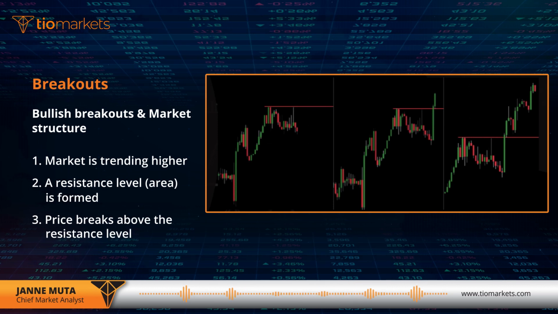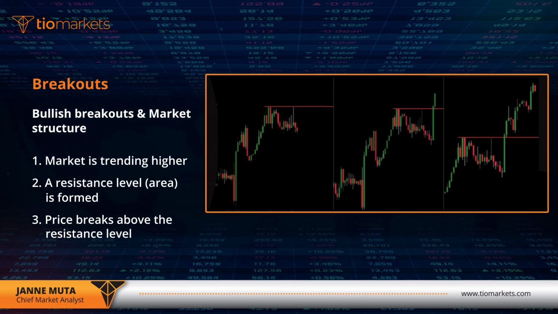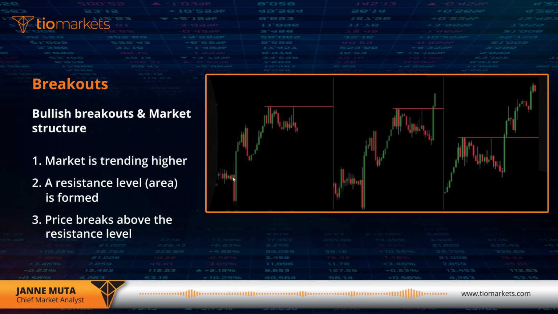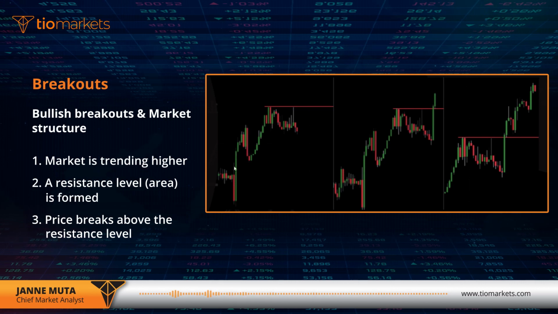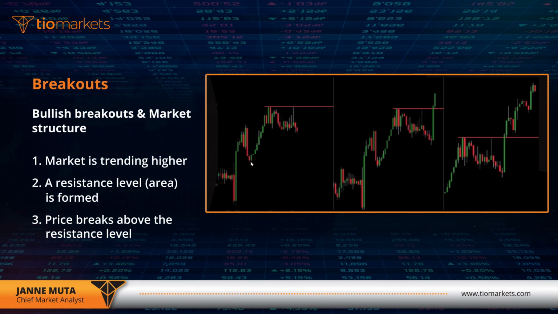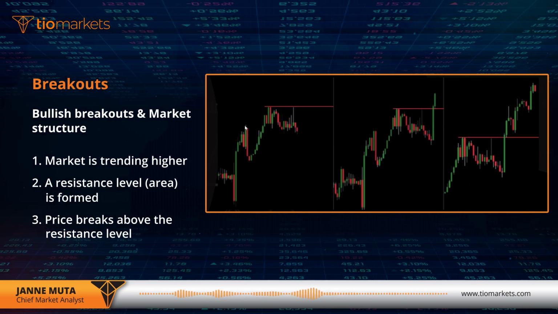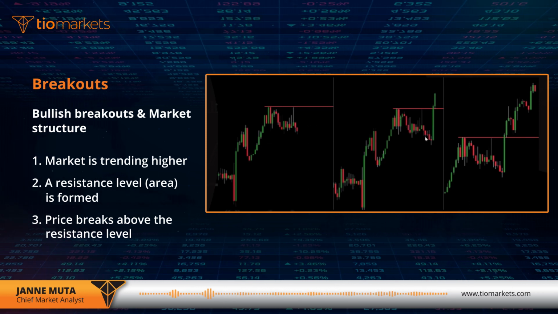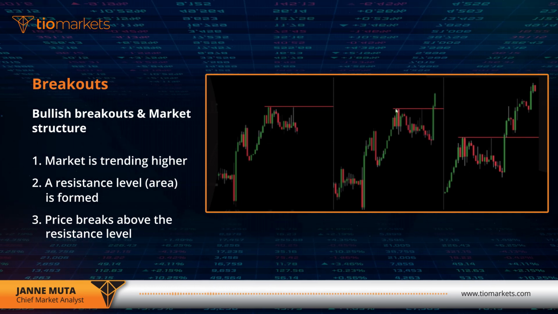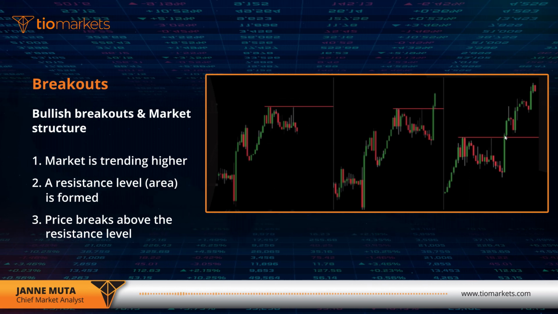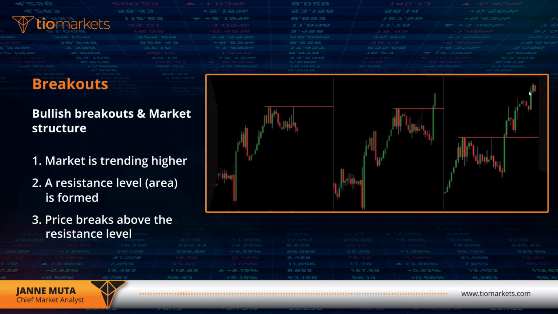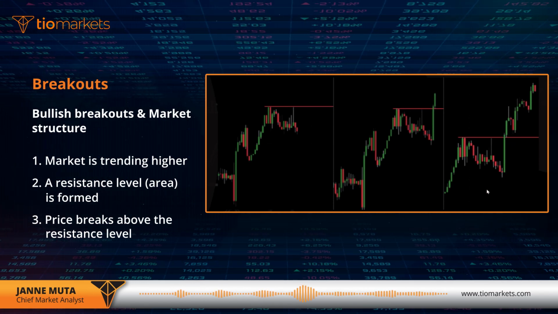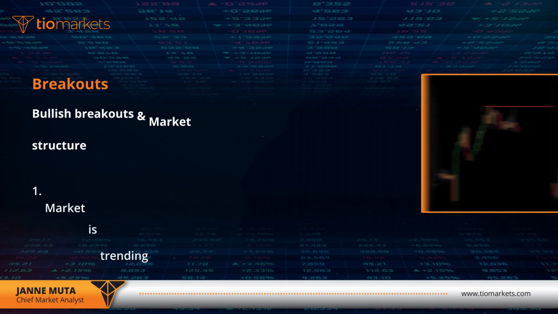Then the bullish breakouts and market structure. So basically the market is trending higher here. The market moves higher in a directional move, creates a higher low, and then goes above this high. So we know that there is an uptrend in place. Then the same repeats. We have a higher low and the market moves above the recent high. So we know that the market is likely to be in an uptrend. And that is one of the best filters you can have for an uptrending market.